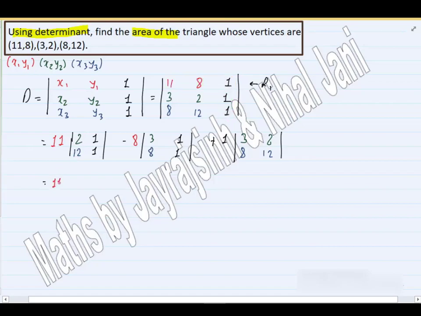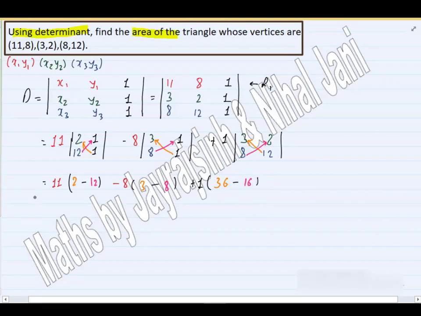Our 11 will be as it is, 1 will multiply with 2 minus 12 will multiply with 1, then minus 8 will be as it is, and 1 will multiply with 3 minus 8 1s are 8, and finally plus 1 will be as it is, and 12 3s are 36 minus 8 2s are 16.